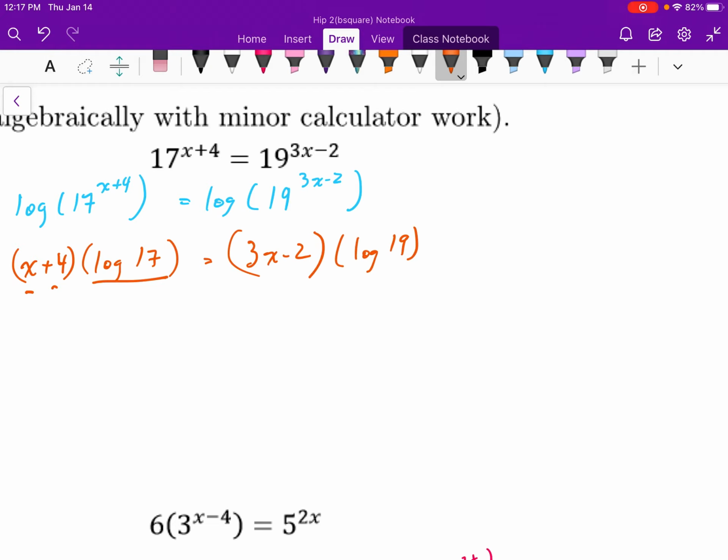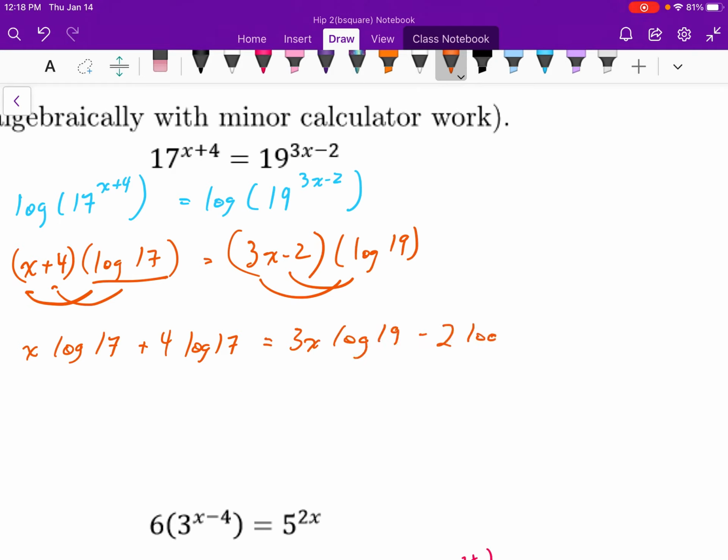Now, I just want to make sure that I have my notes here, because it is tough work. I'm not going to lie to you guys. So I'm going to make sure I'm multiplying the binomials by the monomials, and what I get is x times the log of 17 plus 4 times the log of 17 is equal to 3x times the log of 19 minus 2 times the log of 19. Now I'm sure hoping I'm doing this correct, because I am nervous. This is a big, ugly monster.